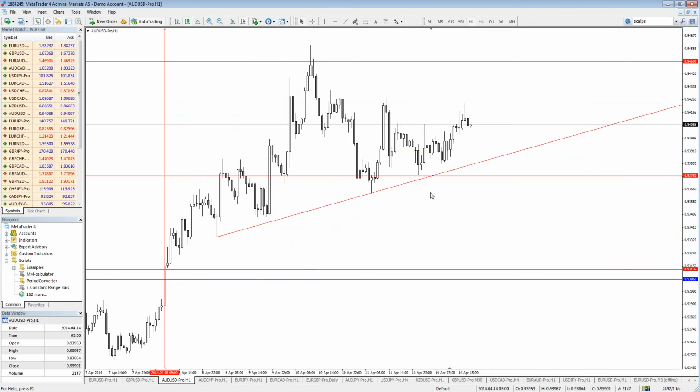Trade of the week was, of course, Aussie. For me also it was trade of the week.